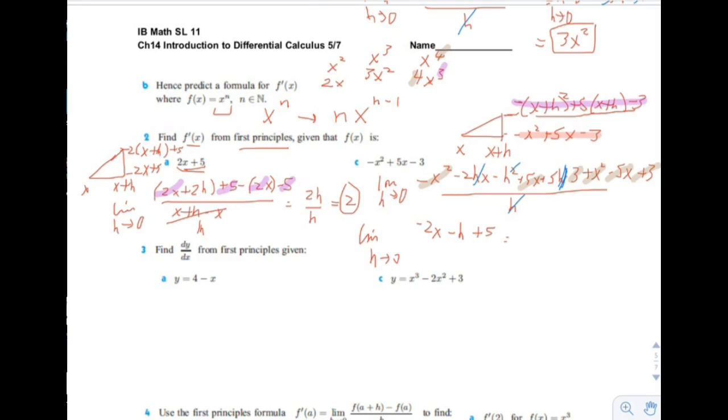I now get negative 2x plus 5, which, using our prediction, if you take the derivative of negative x squared, we should get negative 2x to the first, right? Which we do. And then if we take 5x, if we take the derivative of that, we should get 5x to the 0, which we do.